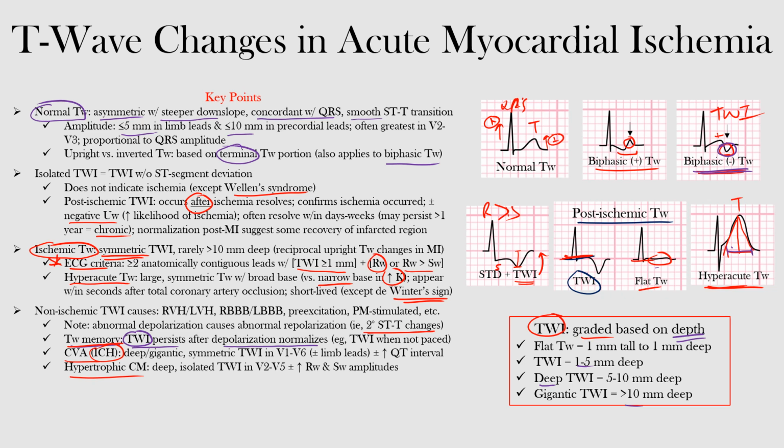Well, that's the end of this lecture. We discussed T-wave changes in acute myocardial ischemia, including a review of normal T waves, isolated T-wave inversion, as well as ischemic and non-ischemic T waves. I hope you learned something.